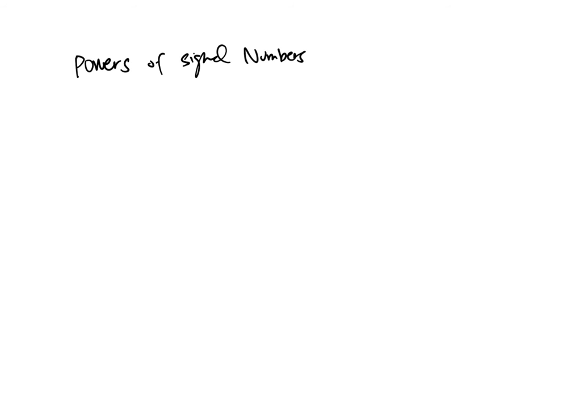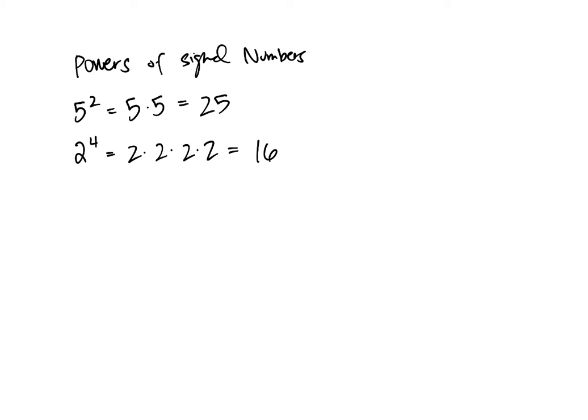So powers again are when we apply exponents. If I had 5 squared, that just means 5 would be multiplied by itself, where it is a factor 2 times, so 5 times 5, which is 25. And since it's positive, that's fine. 2 raised to 4 is just 2 times 2 times 2 times 2, which is 2, 4, 8, 16.